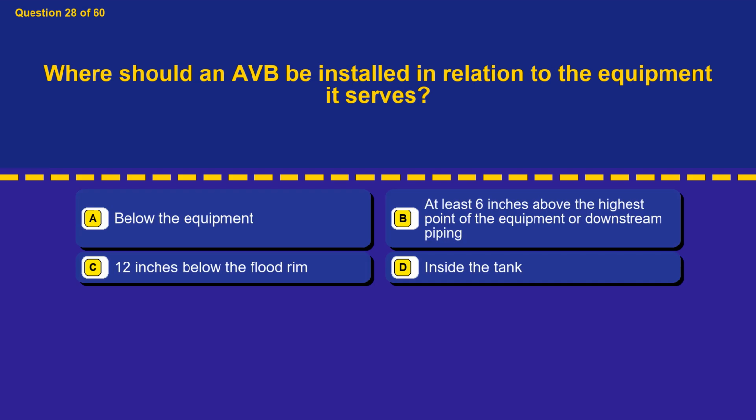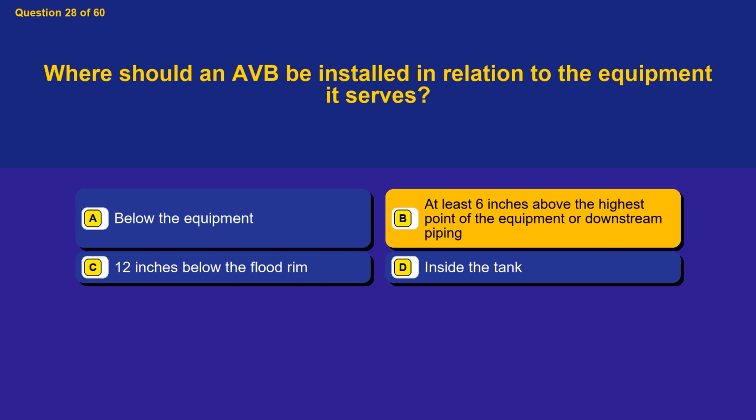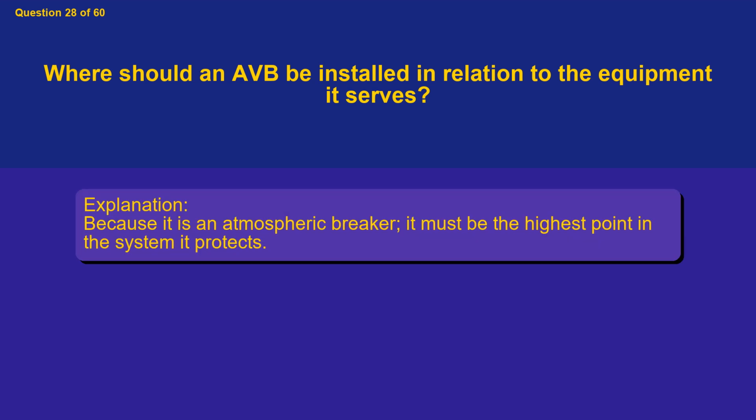Question 28. Where should an AVB be installed in relation to the equipment it serves? Option A below the equipment. Option B at least 6 inches above the highest point of the equipment or downstream piping. Option C, 12 inches below the flood rim. Option D, inside the tank. The correct answer is option B, at least 6 inches above the highest point of the equipment or downstream piping. Because it is an atmospheric breaker, it must be the highest point in the system it protects.